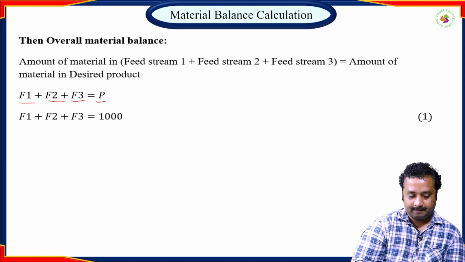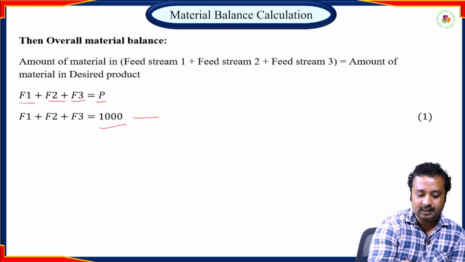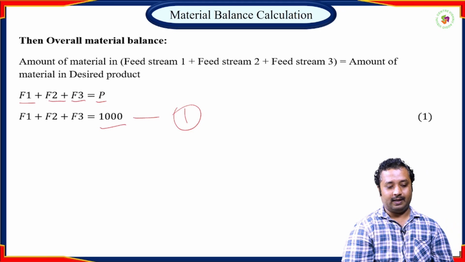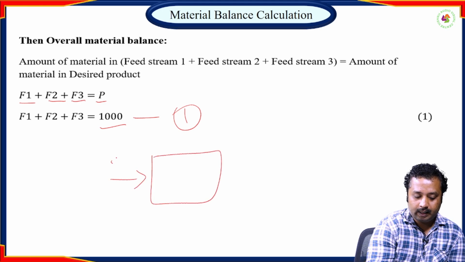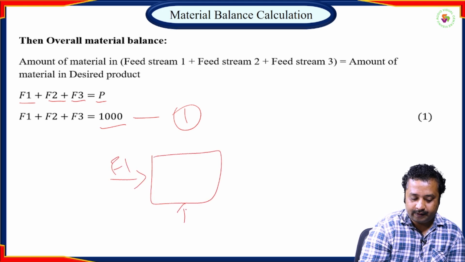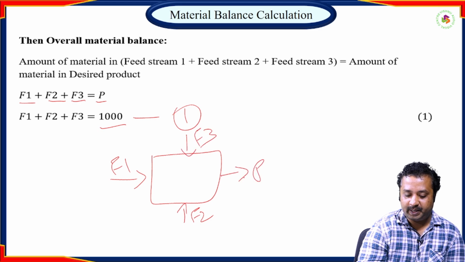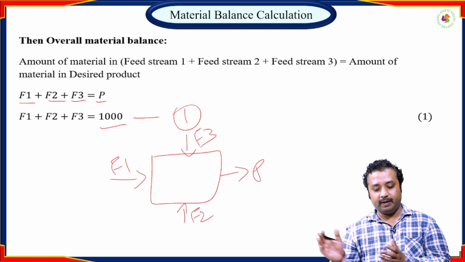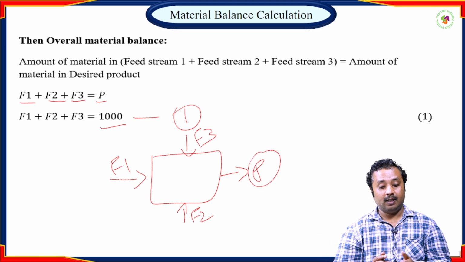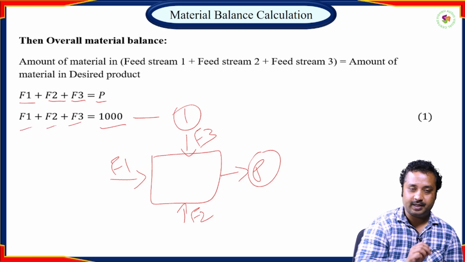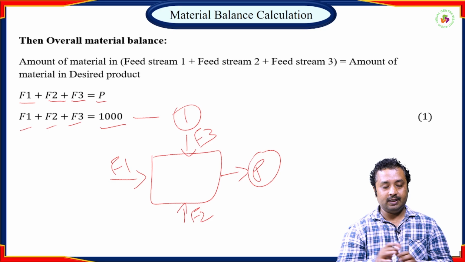The P data is given. P is nothing but 1000 kg. Let us consider this equation number 1, the overall total material balance: F1 plus F2 plus F3 gives P. So the total material in is equal to the total material out. P is given as 1000 kg. We need to calculate F1, F2, F3, according to the statement of the numerical. So this is the overall material balance.